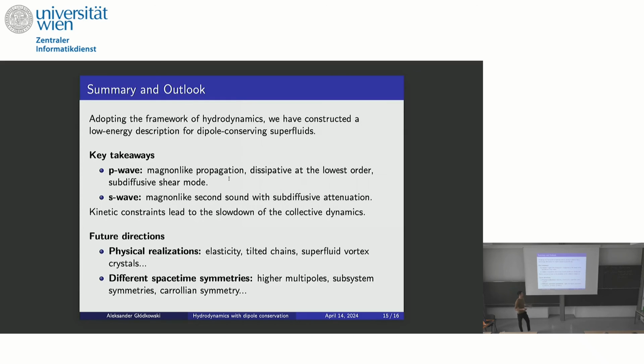And finally, you can consider different space-time symmetries. So higher multipole symmetries, like a quadrupole symmetry, for example, this might be relevant to elasticity, and maybe even subsystem symmetries you can incorporate. And finally, you could also think of incorporating Carrollian symmetry, like, for example, Jay did in his work.